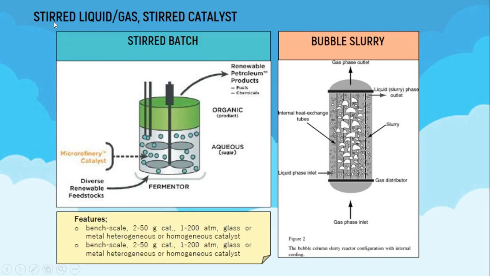The third class is the stirred liquid or gas stirred catalyst. We have stirred batch, in which the liquid or gas will be stirred together with the catalyst here using propeller, and also bubble slurry, like we have learned in the previous presentation.